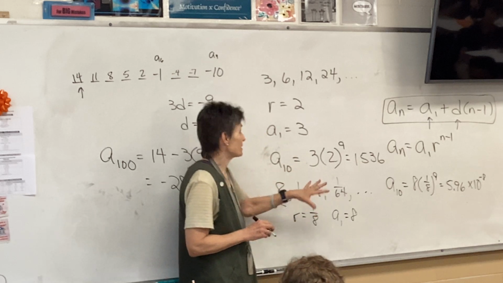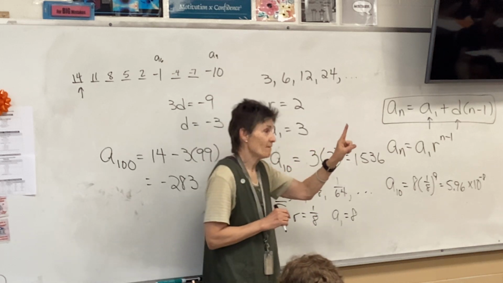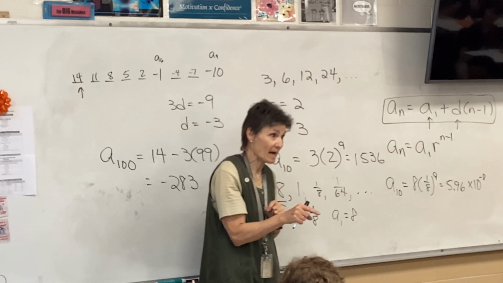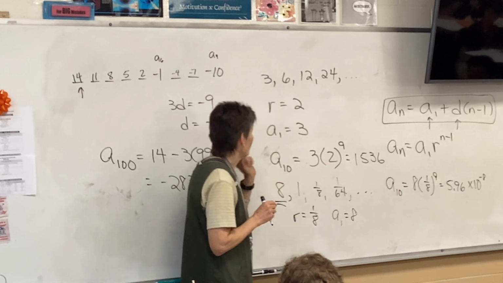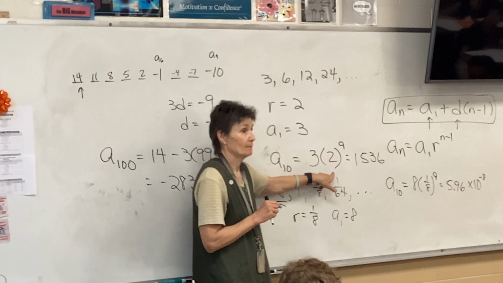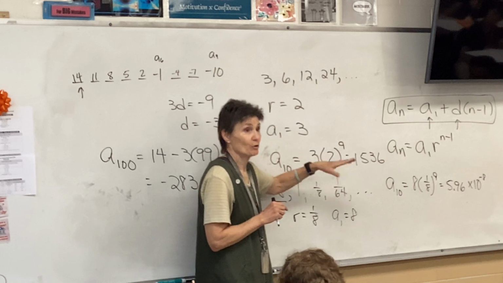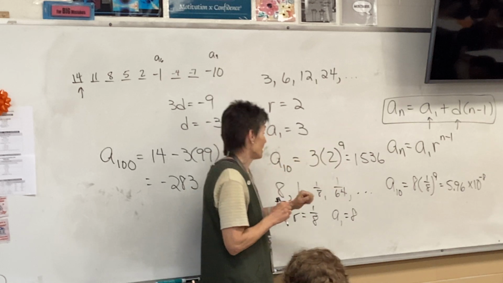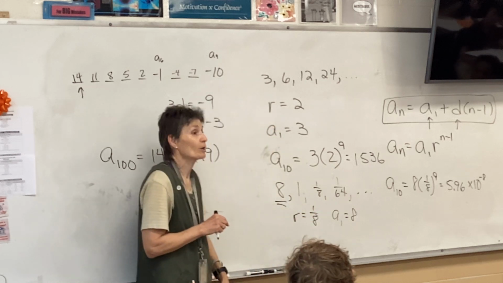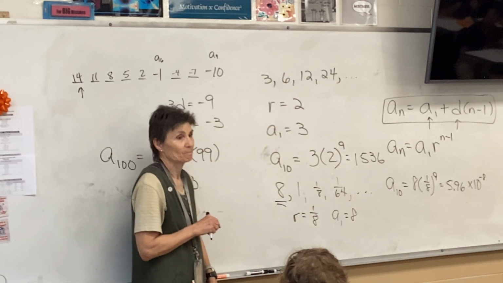Geometric sequences get really big really fast or really small really fast, depending on what kind of a number you're multiplying by. If you're multiplying by 2, you're going to get really big really fast. If you're multiplying by an 8, you're going to get really small really fast.